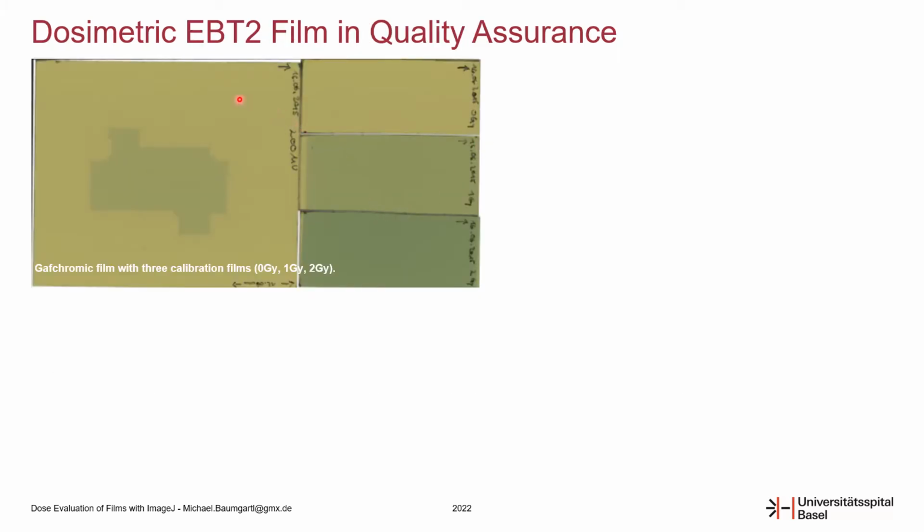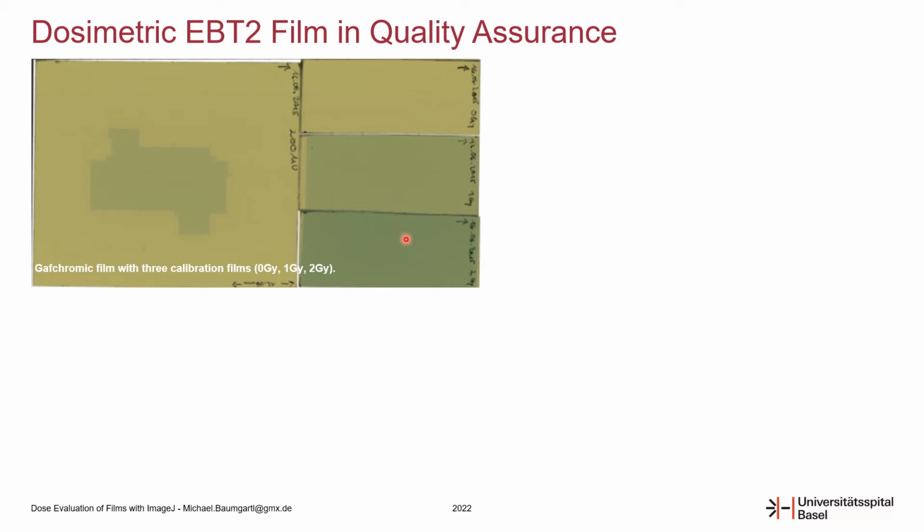Let us now evaluate this EBT2 Gafchromic film on the left side. It was irradiated with an orthovoltage unit. The shape of it is clinically not relevant right now, but what is relevant is that you have such calibration films available with a known dose. So this one is 0 gray, 1 gray, and 2 gray.